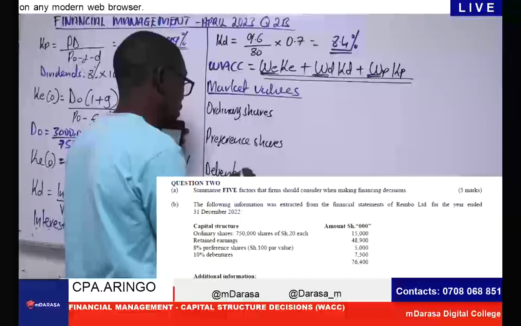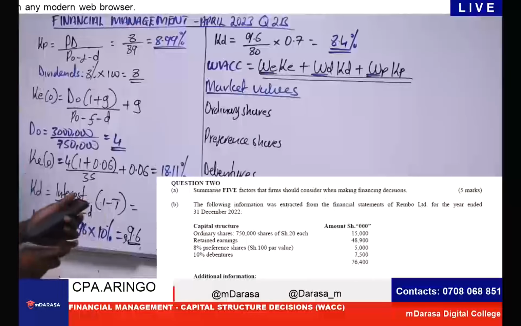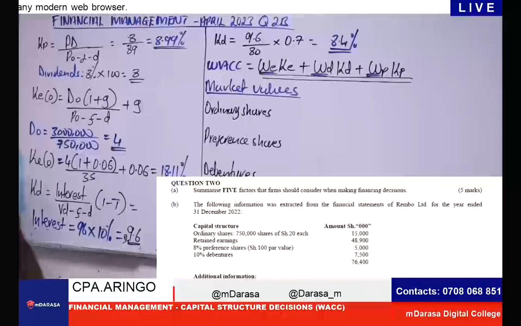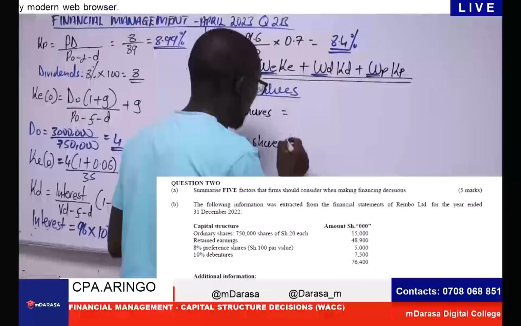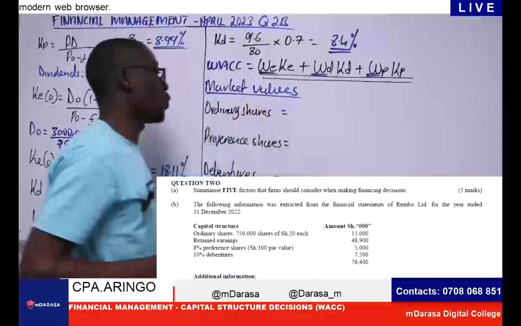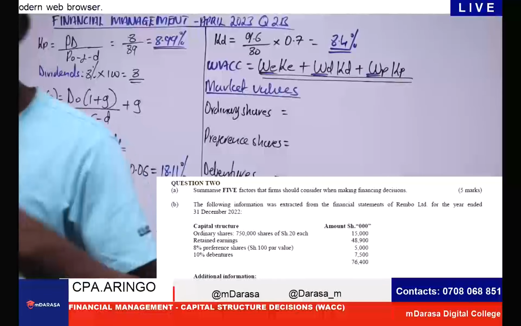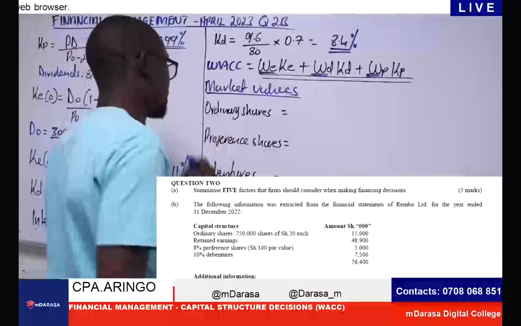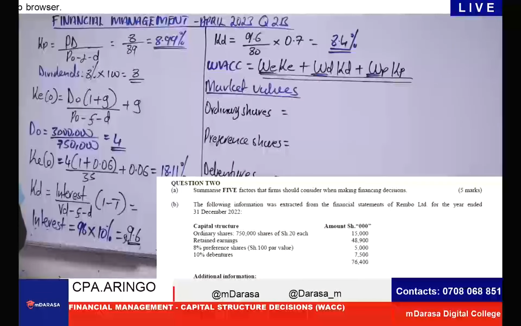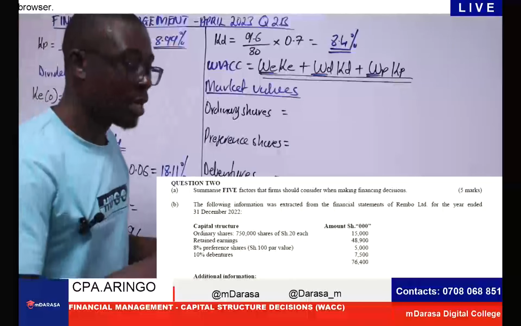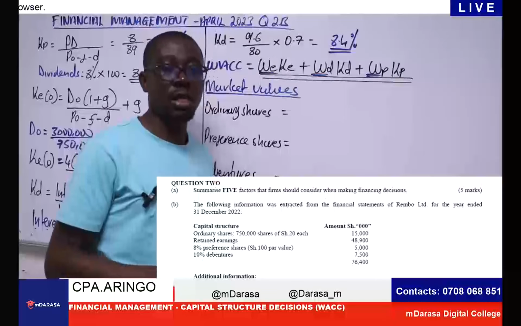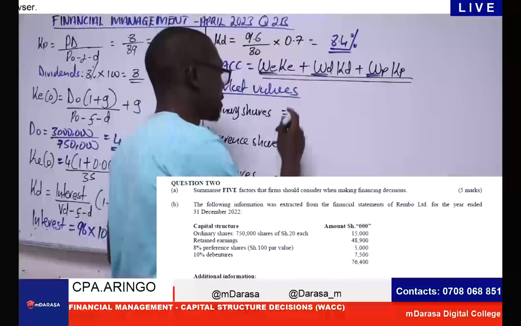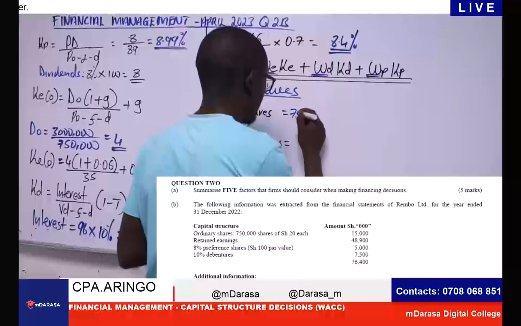We take our debentures. So most important would be, how are we going to determine the market values of these component costs? All that we are looking at is that if I was to value this component today, how much would it be worth? Remember, we talked about the component of valuation earlier on. So we start with the ordinary shares. We'll want to look at how many ordinary shares we had. We had 750,000 as per what the examiner had given us.